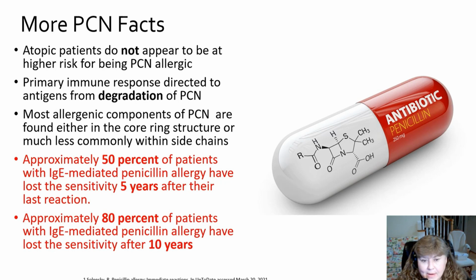And the primary immune response is directed at the antigens from the breakdown, or the metabolites, of penicillin. Most of the allergy antibodies are directed to the core structure of penicillin, or the penicillin ring, and much less commonly towards the side arms. This is an important fact.